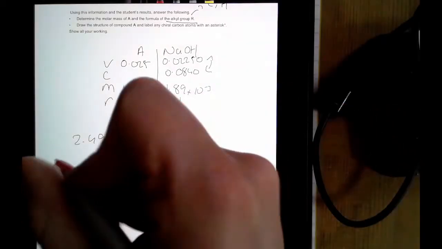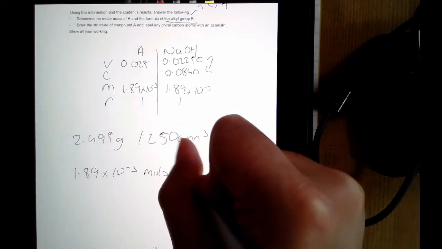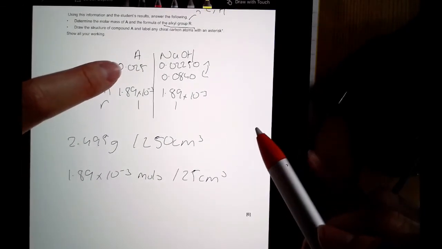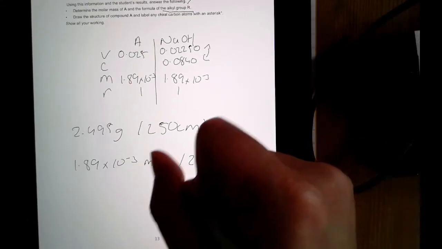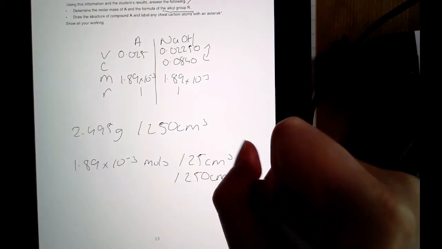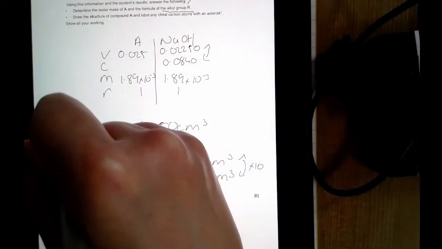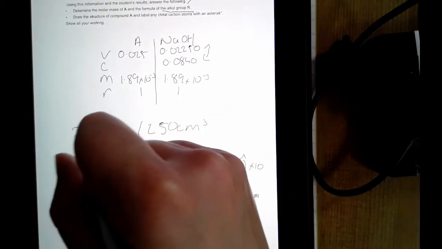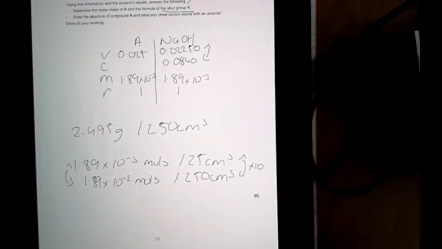So I have got 1.89 by 10 to the minus 3 moles in 25 centimeters cubed, because that's the volume of A from my titration. If I convert this from decimeters cubed back to centimeters cubed, that's how many I've got per centimeters cubed. So then I need to scale up. If I've got that many in 25, then how many am I going to have in 250? The difference between 25 and 250, I would need to times by 10. So here as well, I'm going to have to times this by 10. And I'm going to get 1.89 by 10 to the minus 2 moles in 250 centimeters cubed.